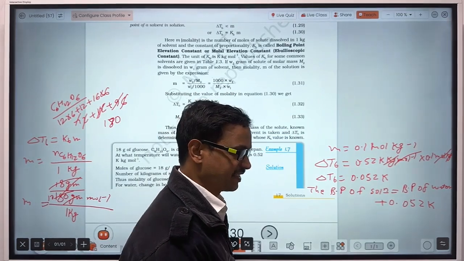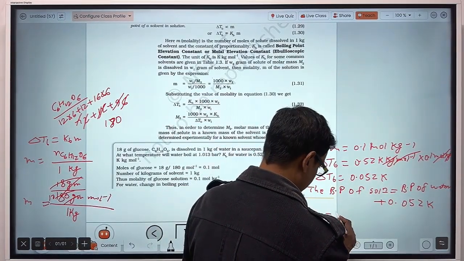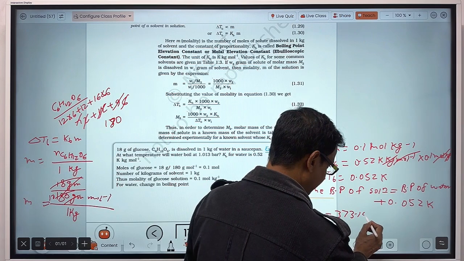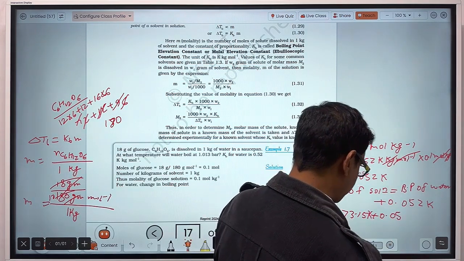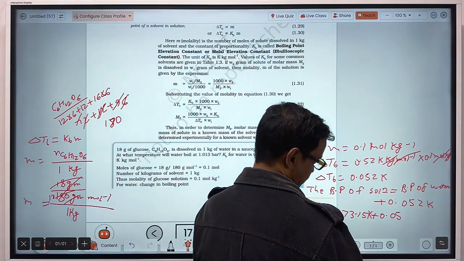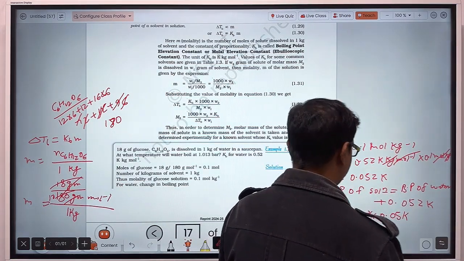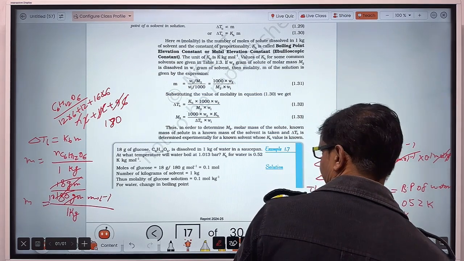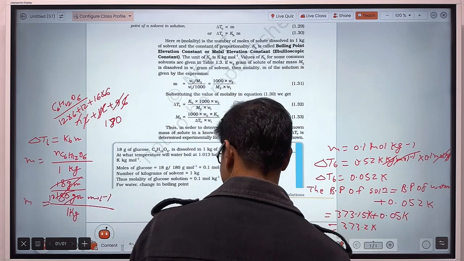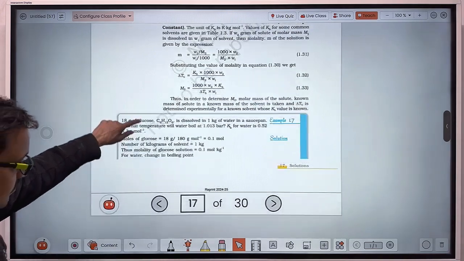We know that 100 degrees Celsius is the boiling point of water. That means 373.15 Kelvin is the boiling point of water. So 373.15 plus 0.052, that means 373.15 Kelvin plus 0.05 Kelvin. Add them, and you will get 373.2 Kelvin. Okay guys, so that is how to solve this question. Very easy question it is.